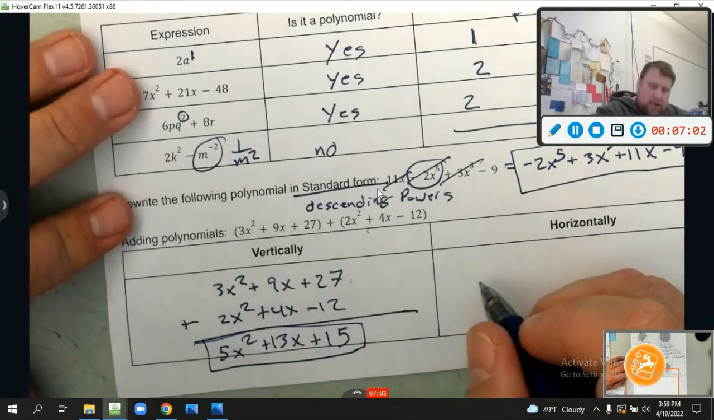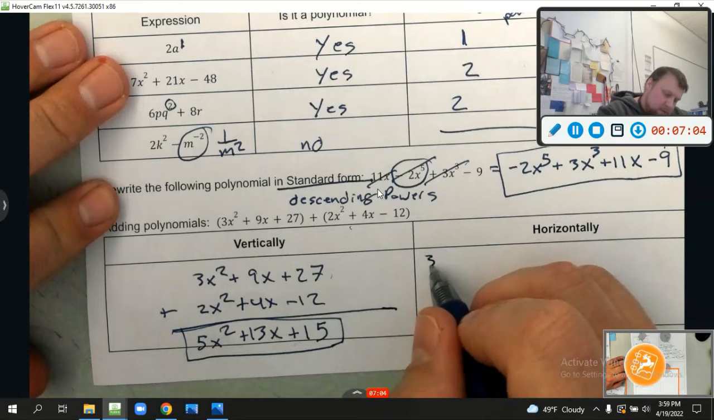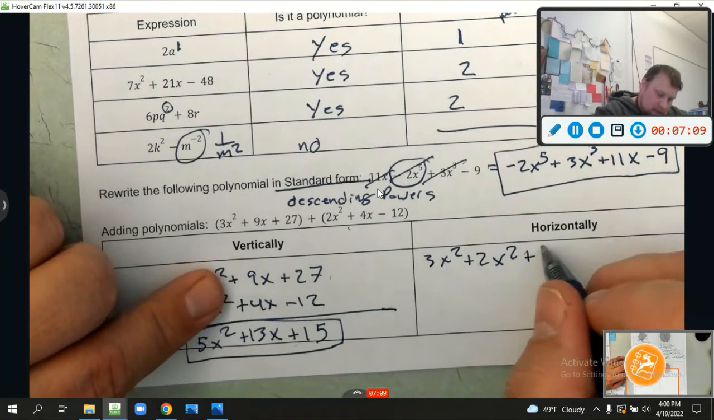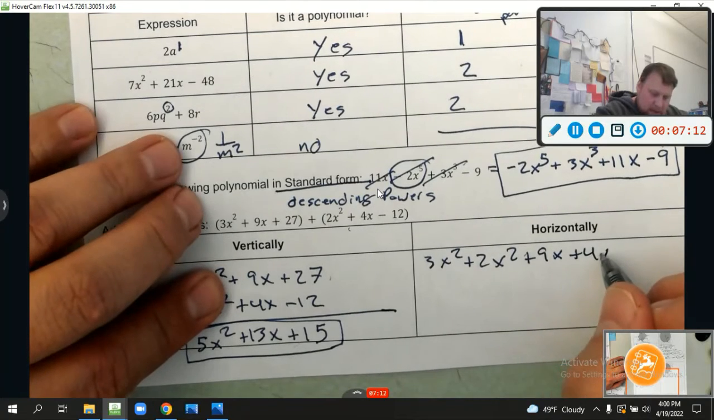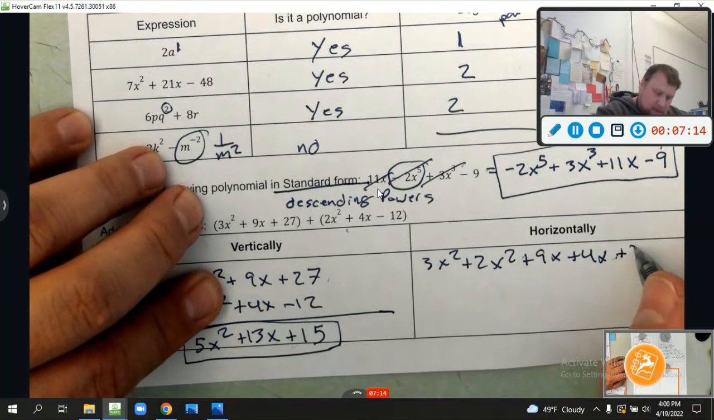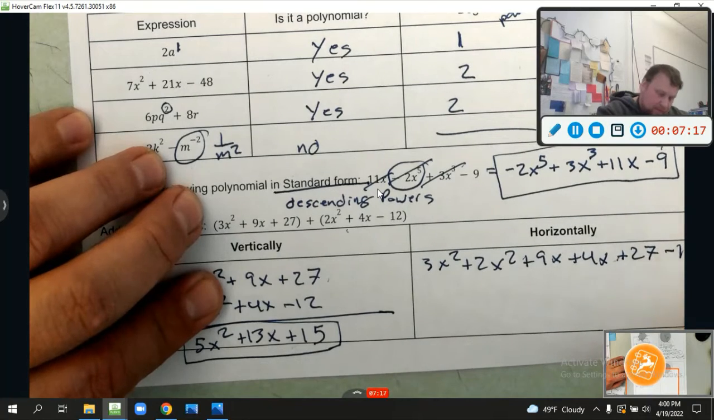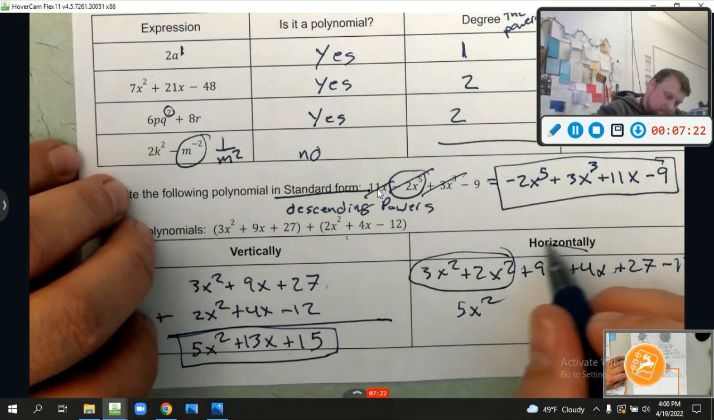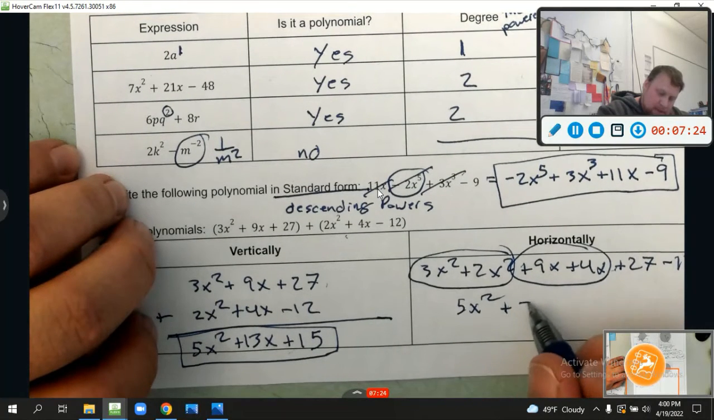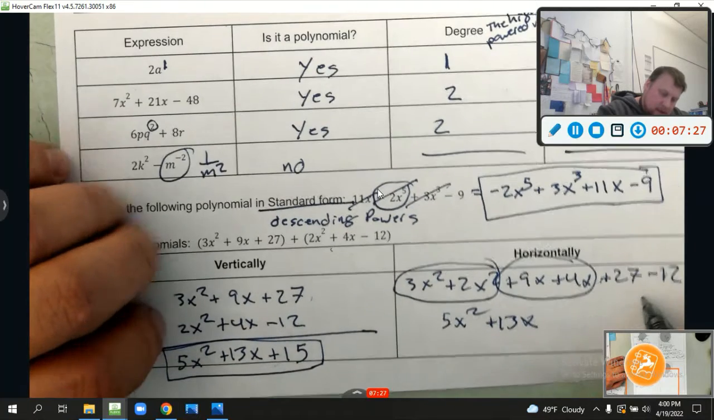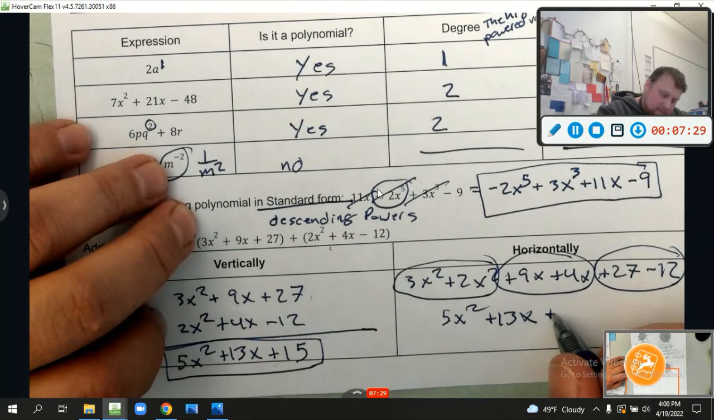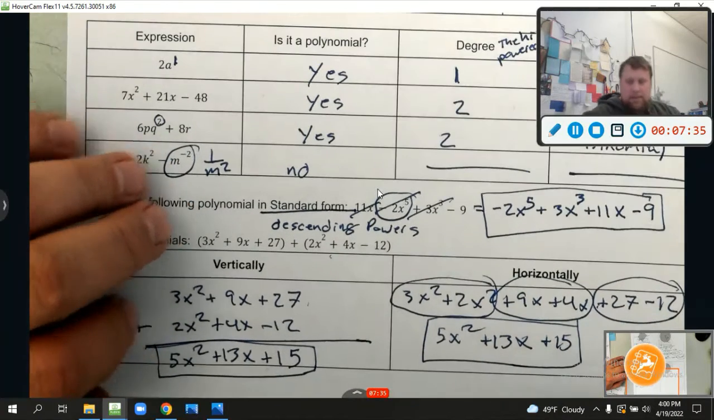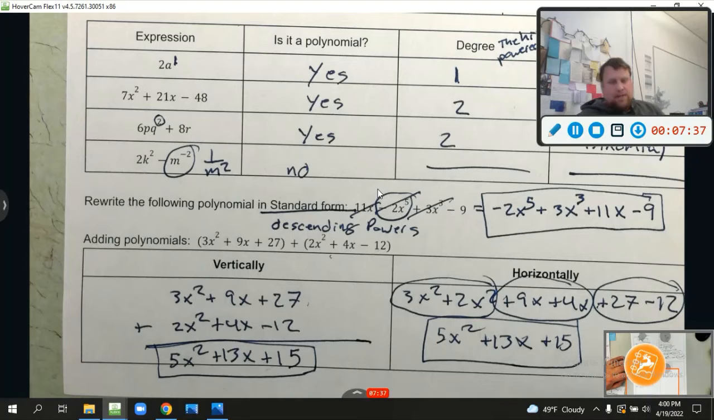Now let's do it horizontally. If I were doing it horizontally, I'd just pair them up. So I'm going to have 3x squared plus 2x squared, and then plus 9x plus 4x, and last plus 27 minus 12. And what do those make? 5x squared, plus 13x, and then last plus 15. There we go. Boom. All right, let's take a look on back.